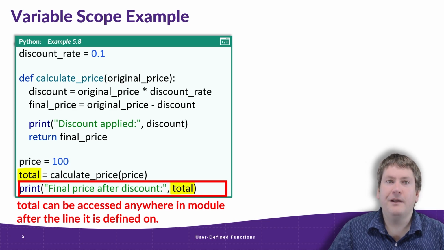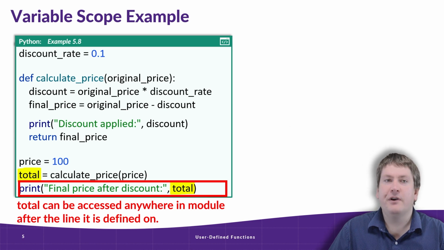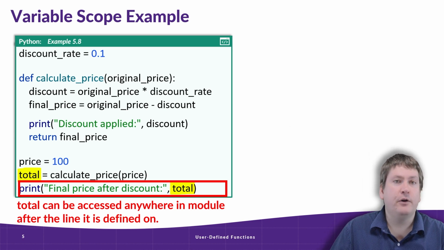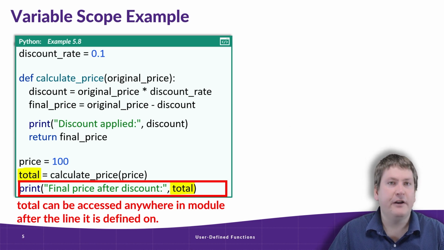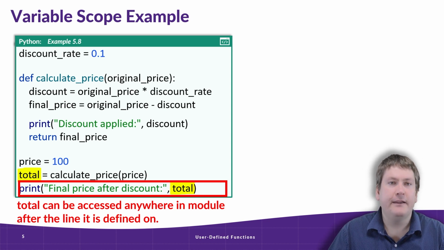Understanding these different scope levels is important because it tells us where we can access these variables. For example, if we know that discount and final price are local variables to the calculate price function, we know that we couldn't add them to this print line that I've highlighted right now because we can't access those. They're not in the global scope.